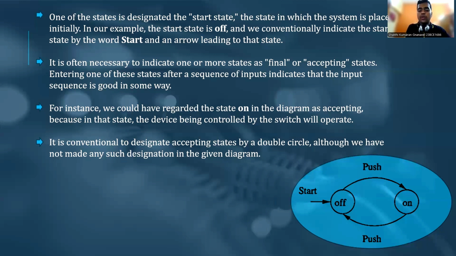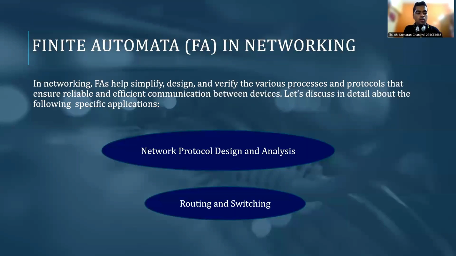It is often necessary to indicate one or more states as final or accepting states. Entering one of these states after a sequence of inputs indicates that the input sequence is good in some way. For instance, we could have regarded the state on in the diagram as accepting because in that state, the device being controlled by the switch will operate. It is conventional to designate the accepting states by a double circle, although we have not made any such designation in the given diagram.